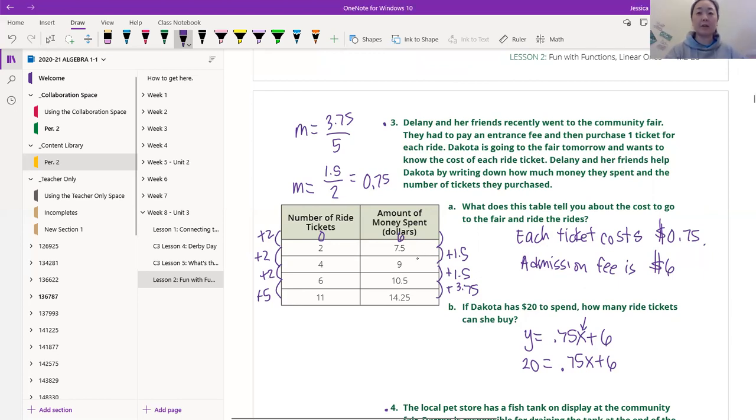So let's take a look here. If we're looking for the slope, we can just use any one of these. So 1.5 divided by 2 we can do, or we could go 3.75 divided by 5. Either way, we're going to get the same slope. See how we put both of them there? Please check on your calculators to see if you get this number. So our slope is going to be 0.75.